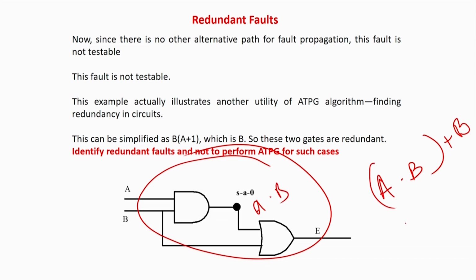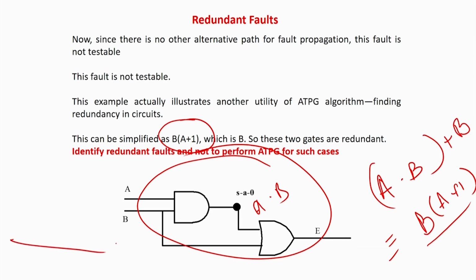So, you can easily reduce it to the form A B plus B. That is equivalent to B into A plus 1. A plus 1 is nothing but 1, so the whole expression is nothing but a simple straight line. That means this is a redundant circuit. The circuit is actually B, so this is basically nothing but the gate B. The output E is equal to B, just a straight wire where B is connected to the output.